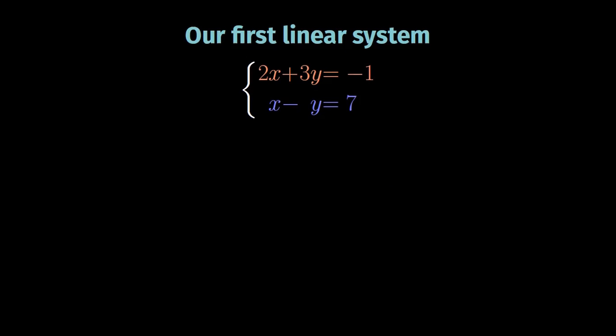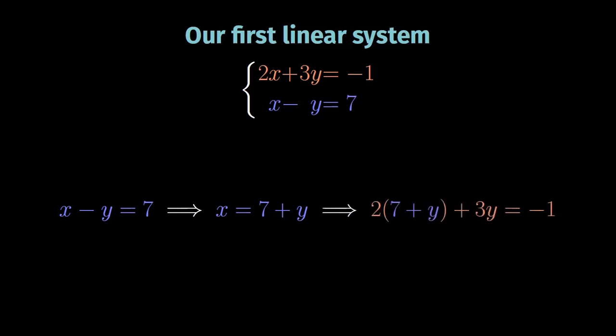Here, the equations are 2x plus 3y equal to -1, the red equation, and x minus y equal to 7, the blue equation. From the blue one, we isolate the variable x, which is equal to 7 plus y, simply transporting minus y to the right side of the equality. Then we replace the value that we obtained for x into the first equation, the red one, and we obtain 2 times the value of x, which is 7 plus y, and then we copy the rest of the red equation, plus 3y equal to -1.